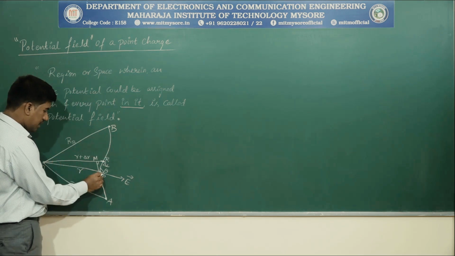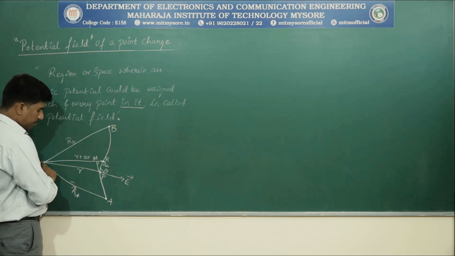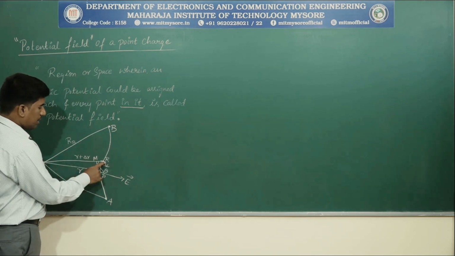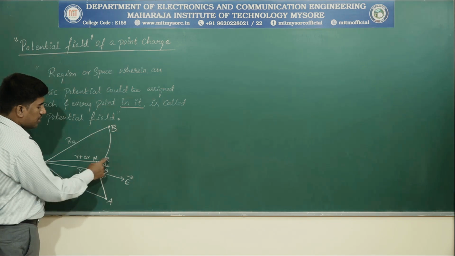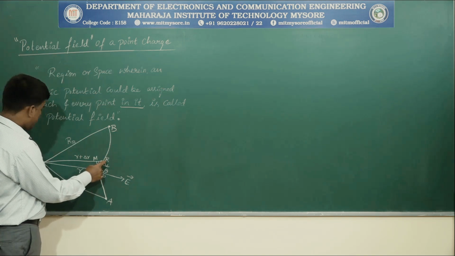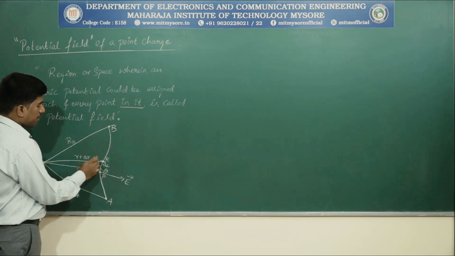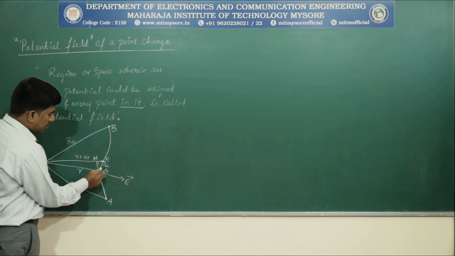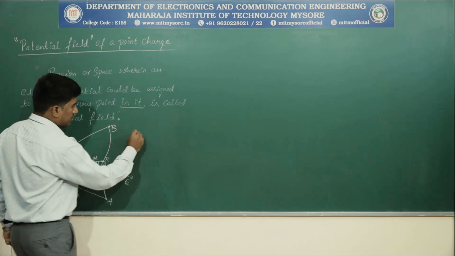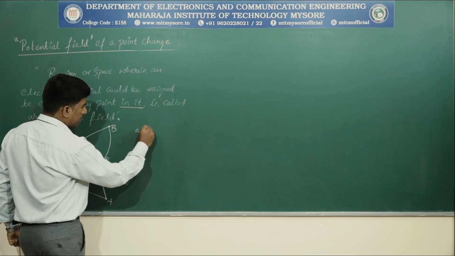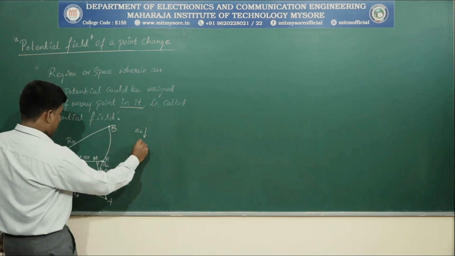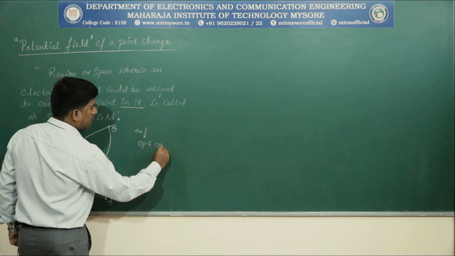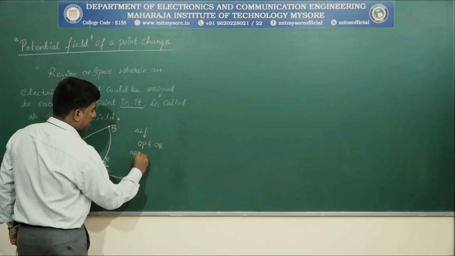Now OP is the distance between point charge Q and point P. OR is the distance between the end of the differential length traveled by the unit positive charge and the origin. The assumption is very simple: since delta L is very small, OP and OR are approximately equal.